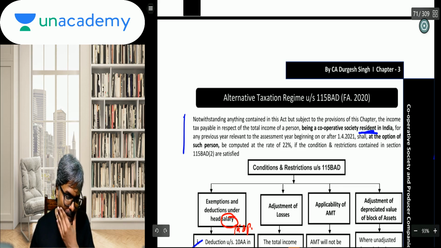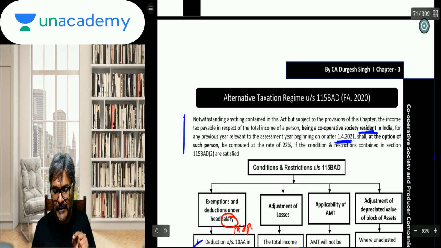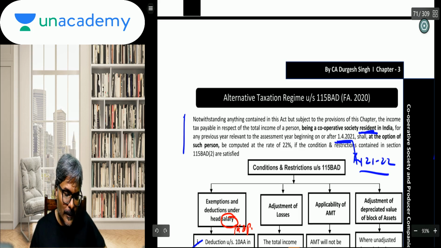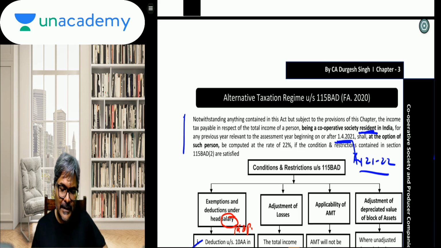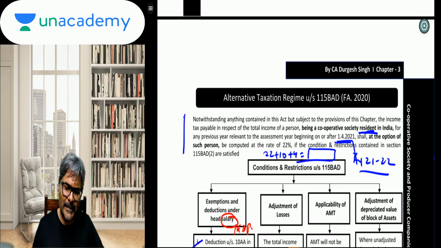For any previous year relevant to the AY, beginning for, so this is with effect from AY 21-22, the tax shall at the option of such person be computed at the rate of 22%. But students, there would be a flat 10% surcharge plus 4% HEC. So 22 plus 10 plus 4, the same thing. What we have discussed for 115BAA, the same rate it will eventually turn out to be.